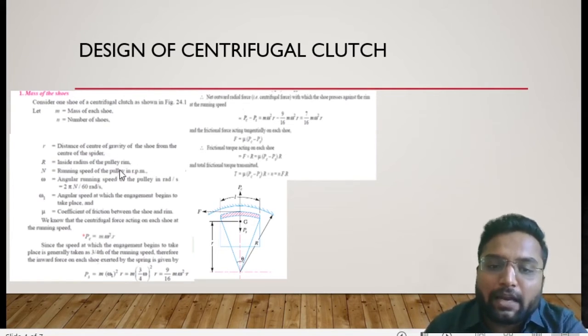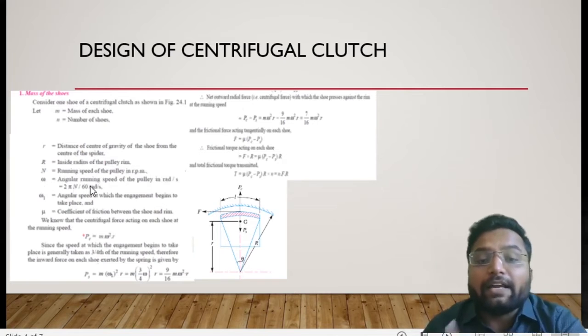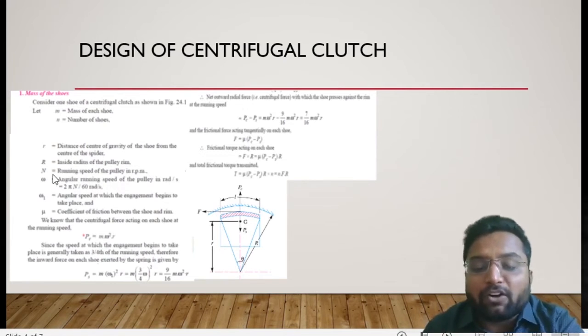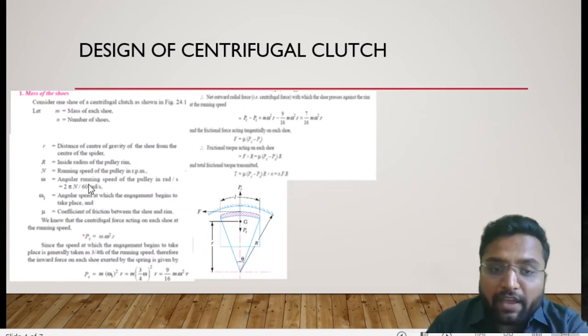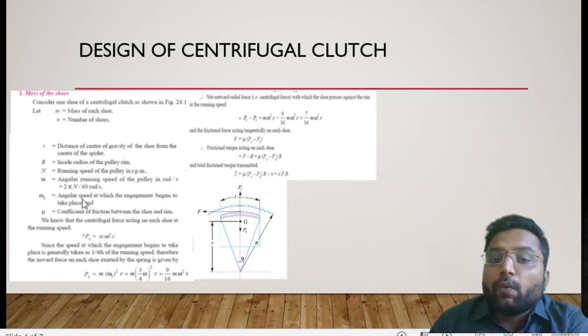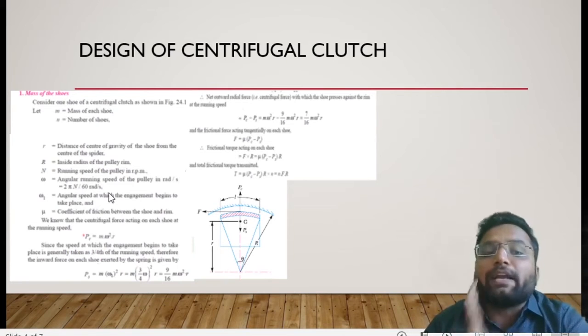R is the internal diameter of that pulley ring, and N is the running rpm of this pulley. Omega is the angular running speed depending on this rpm. And omega 1, here we have to focus on this omega 1, which is the angular speed at which engagement begins.